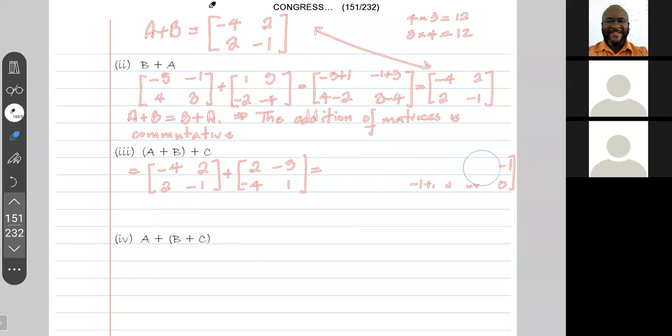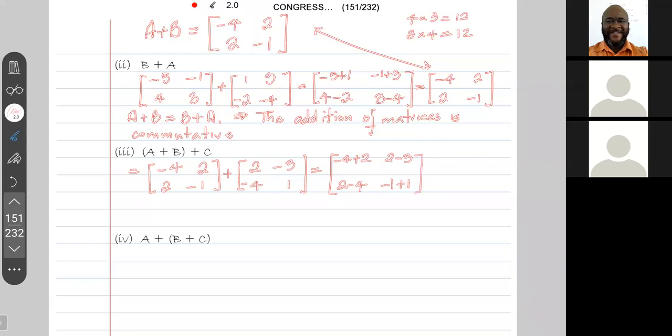So let's just fix that, and then we can move on to the next one. So this is minus 4 plus 2. Remember, we're adding corresponding elements. And 2 plus minus 3, which is the same as saying 2 minus 3. 2 plus minus 4, which is the same as saying 2 minus 4. And minus 1 plus 1.